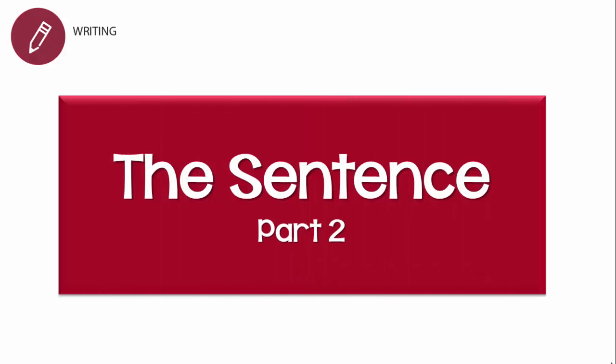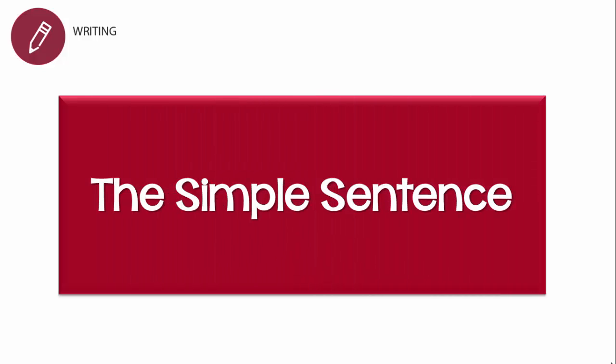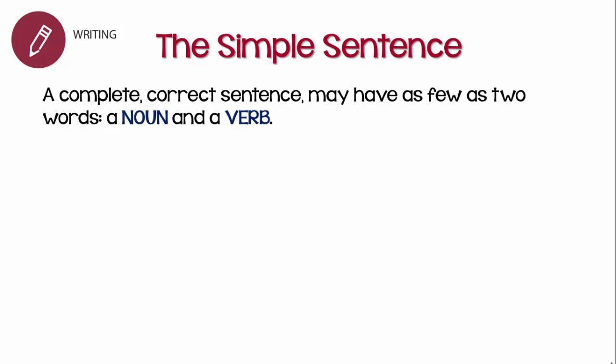We are going to continue talking about the sentence. In this opportunity, we're going to talk about the simple sentence. A complete correct sentence may have as few as two words, a noun and a verb.